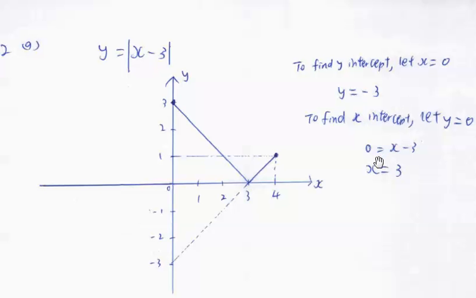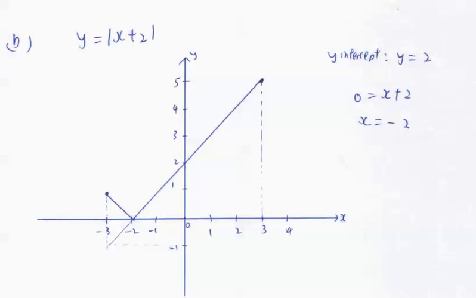To find the x-intercept, we will let y equals 0. So when y equals 0, x will be 3. The question asks us to draw the graph between 4 and 0 inclusive. So we would draw it like how we would draw it without the modulus sign first, but once we reach the x-axis, we will continue with a dotted line all the way to 0. After that, we will reflect it about the x-axis, thereby getting y equals modulus of x minus 3.